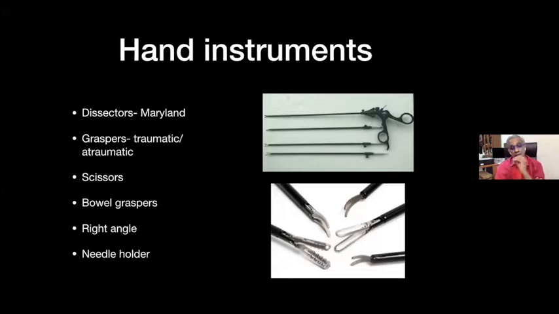Instruments are very important: bowel graspers, curved ones, straight ones, single action, double action, and needle holders. So you need all these hand instruments to do the variety of cases, be it a gallbladder, a hernia, upper GI work, benign or malignant disease. Without these proper instruments, you cannot do it.